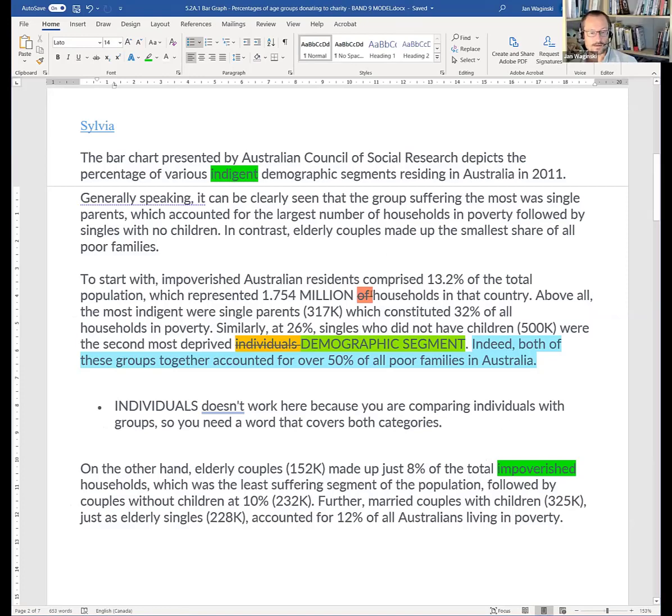This kind of writing is what you're all aiming for. This is the level that you all need to attain. Okay, so it's a really good model for you to aim for.